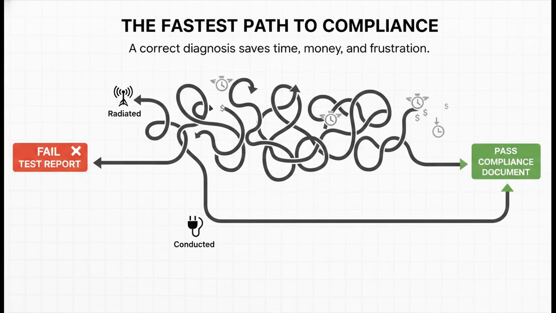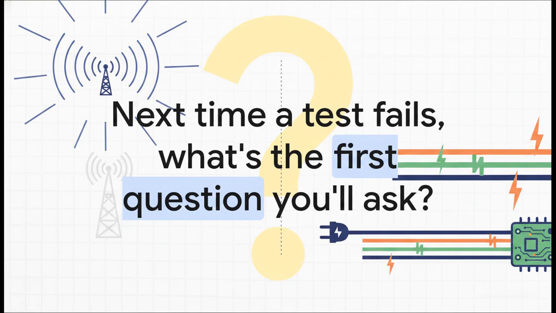Ultimately, knowing whether your problem is flying through the air or traveling down a wire is the key. A correct initial diagnosis is the absolute fastest path from a failed test to a compliant product. It saves you from chasing ghosts and gets you to the right solution right away. So, with everything we've just covered, the path forward should be so much clearer now. The next time you're faced with that dreaded test failure report, you'll know exactly where to start. Your first and most powerful question is going to be, is it radiated or is it conducted?